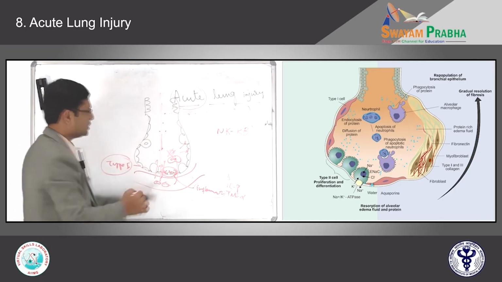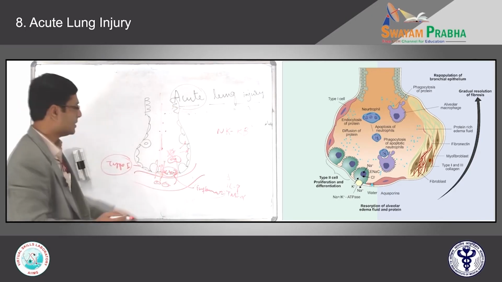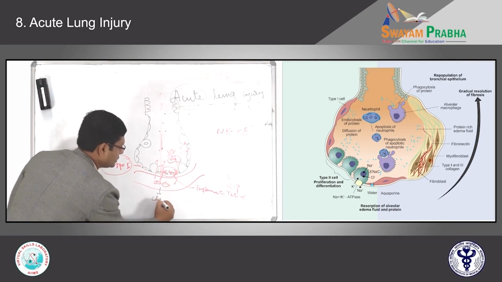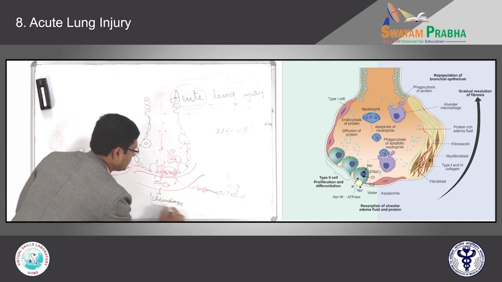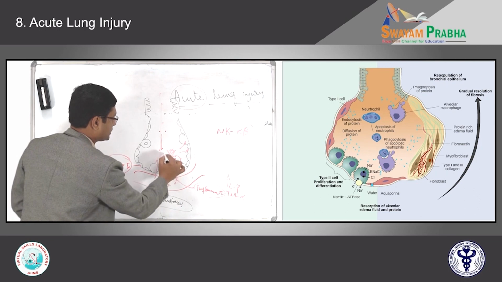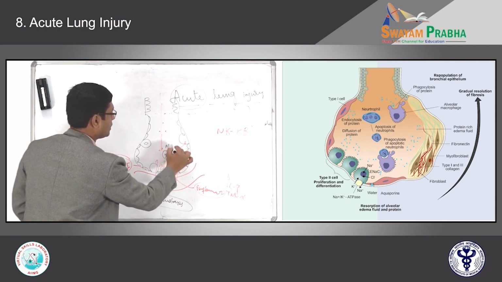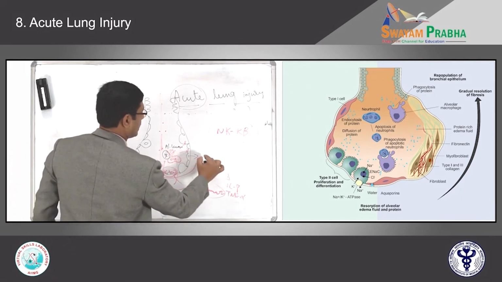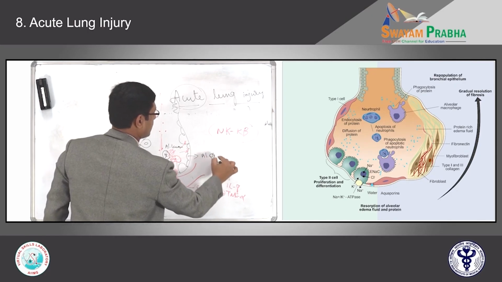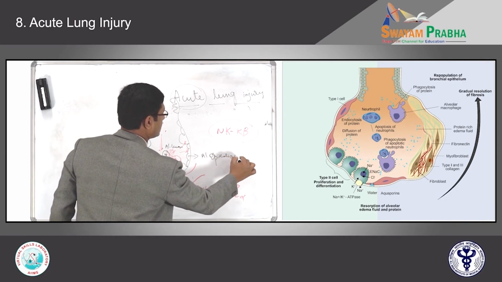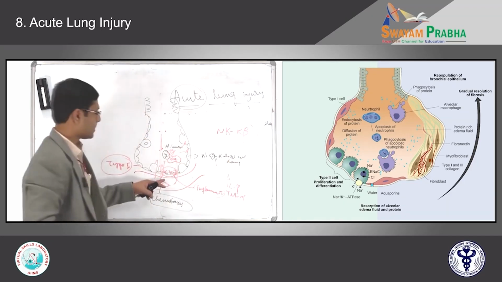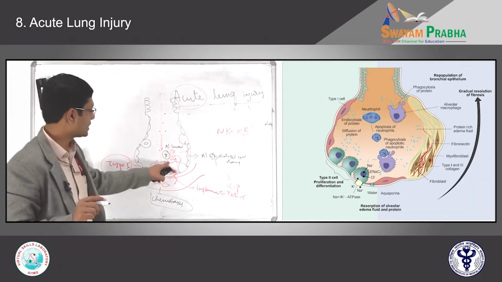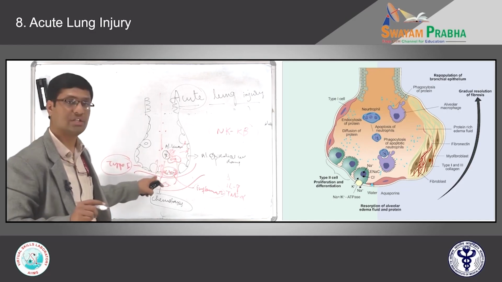Hence, whenever there is diffuse damage of the epithelial cells, one process is chemotaxis. Inflammatory cells are recruited into the alveolar lumen with damaged alveolar epithelial cells. One thing you should remember, whenever there is an inflammation, along with chemotaxis, the other inflammatory cells and the adjacent structures also get damaged.